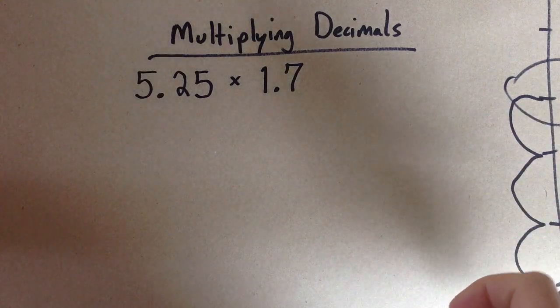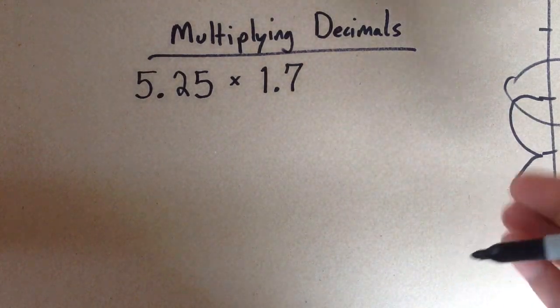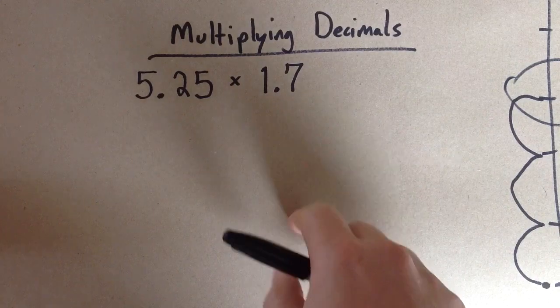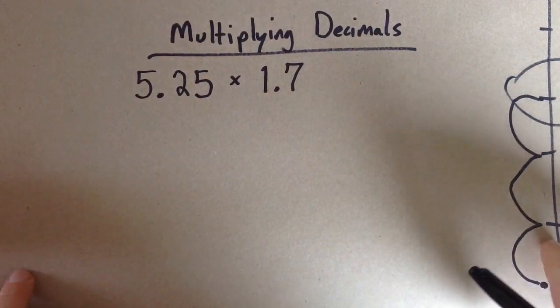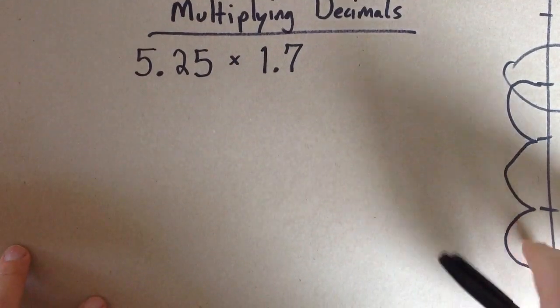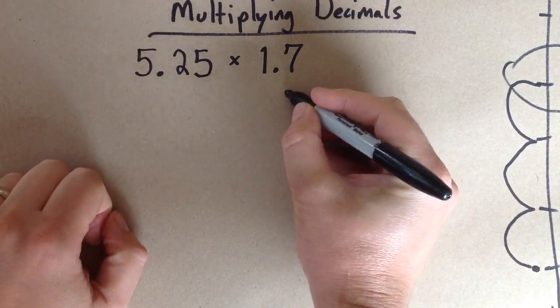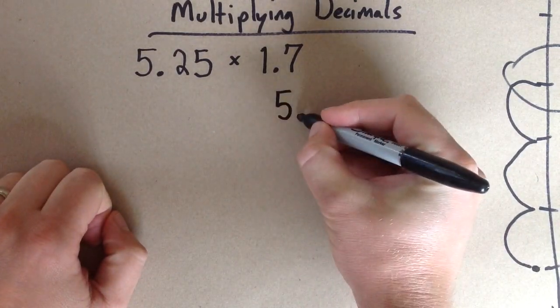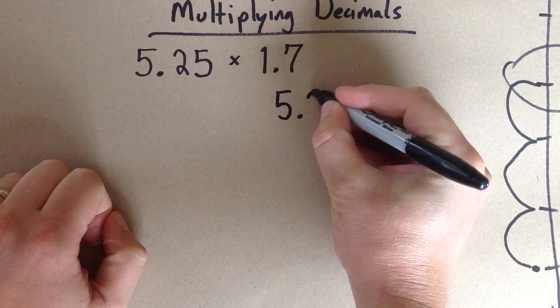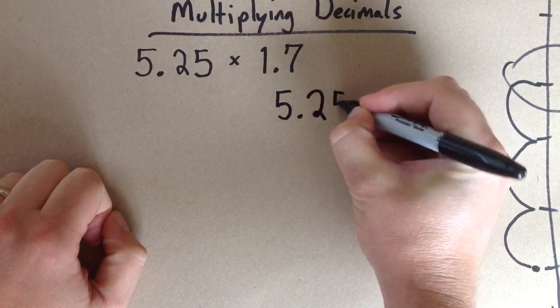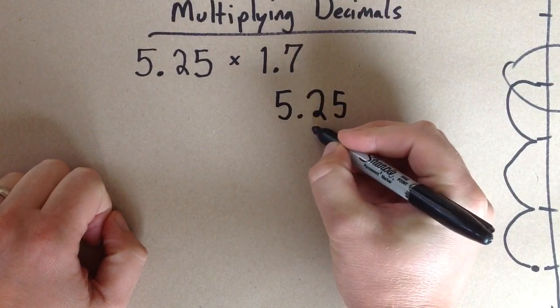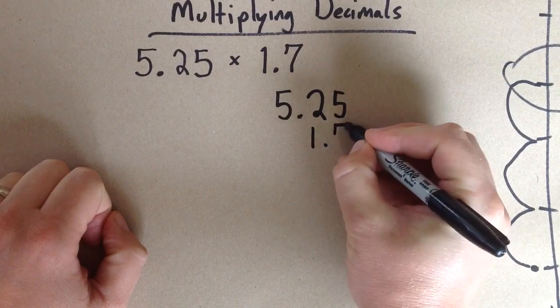There's actually very little difference between multiplying numbers with multiple digits and multiplying numbers with decimals. There's only one extra step you add in the end. So in this case, I'm going to just set these up as if I were multiplying regular whole numbers. So this is 5 and 25 hundredths, and this is 1 and 7 tenths.